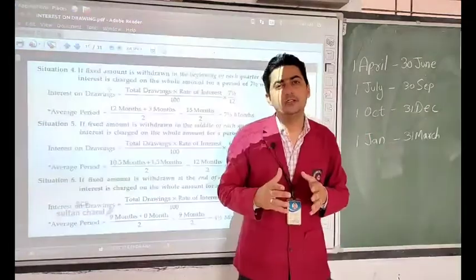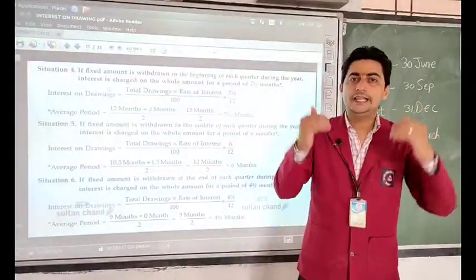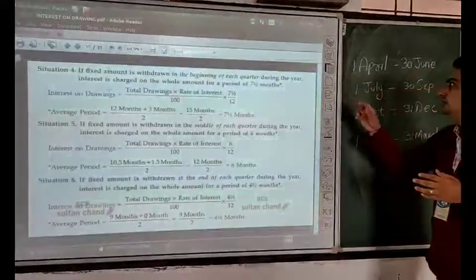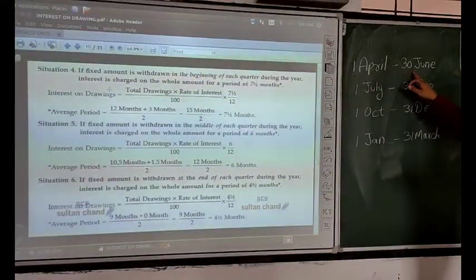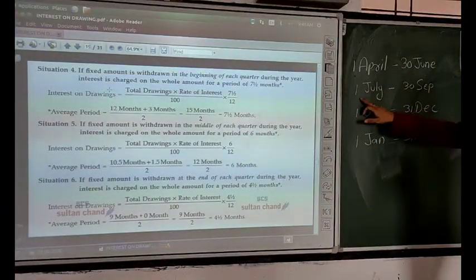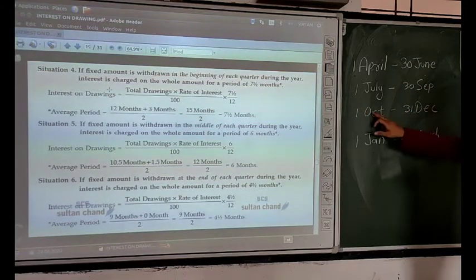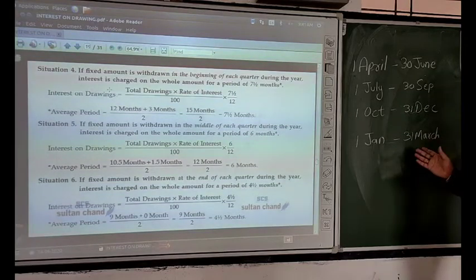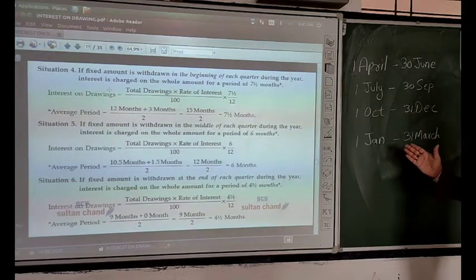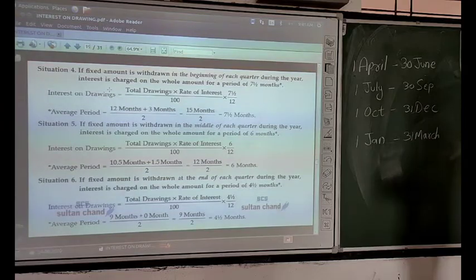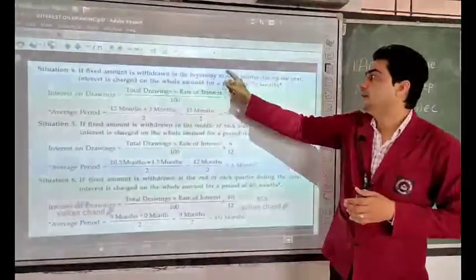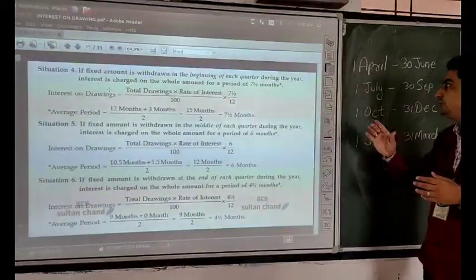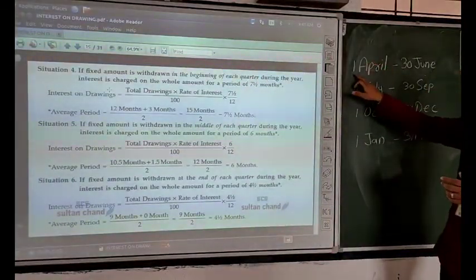Now, if our accounting period is starting from 1st April and ending at 31st March, how will we distribute the quarters? First quarter will be from 1st April till 30th June. Second quarter will be 1st July till 30th September, then 1st October till 31st December, then 1st January till 31st March. Like this, there will be 4 quarters. Now, what will happen if withdrawn in the beginning of each quarter? Drawing is made in the beginning of each quarter. Then beginning of each quarter means on the first date of each quarter.